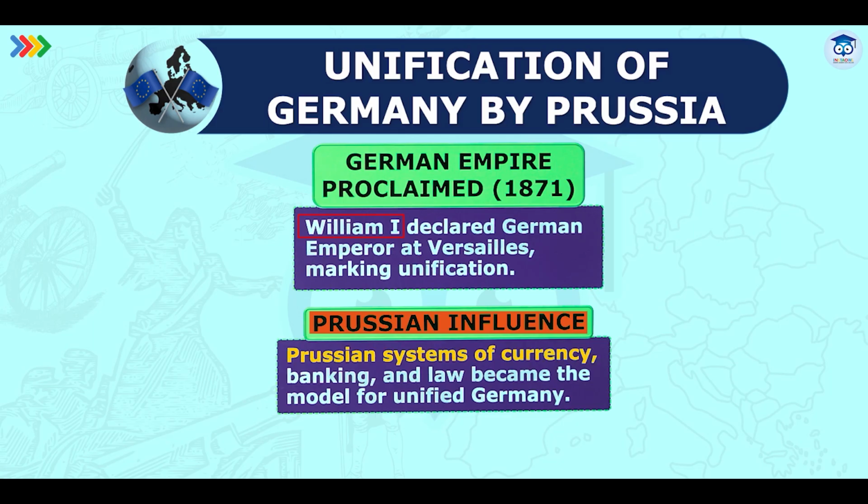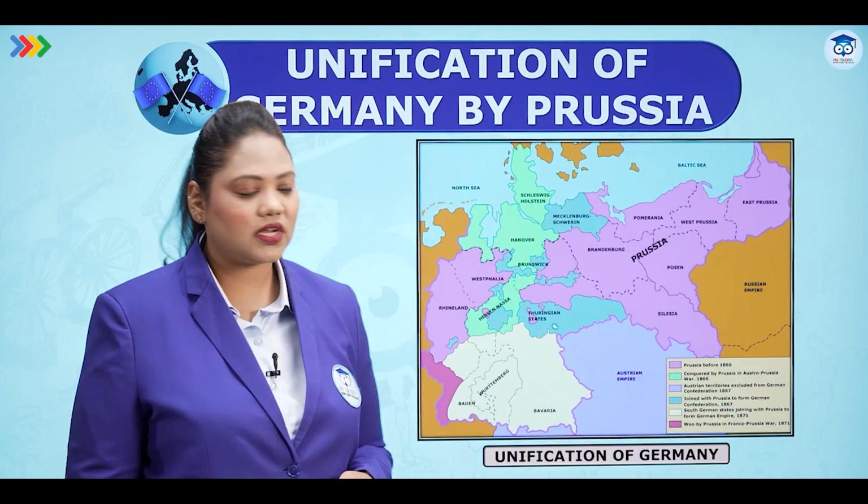Prussian systems of currency, banking and law became the model for unified Germany. So what did they work on? They worked on the systems of currency, systems of banking and of law. That is how the unification of Germany happened, on these three circumstances. Please look at the screen.